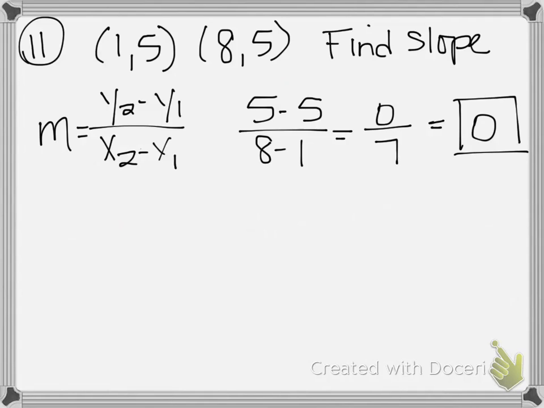Now, let's take this one step further. Can you tell me what the line looks like with a slope of 0? A slope of 0 is a horizontal line. If we were to graph these 2 points, they would be side by side. So the line would be horizontal. If it was an undefined slope, we would have had a vertical line. If we would have plotted the 2 points, they would have been stacked. So it would have been a vertical line.